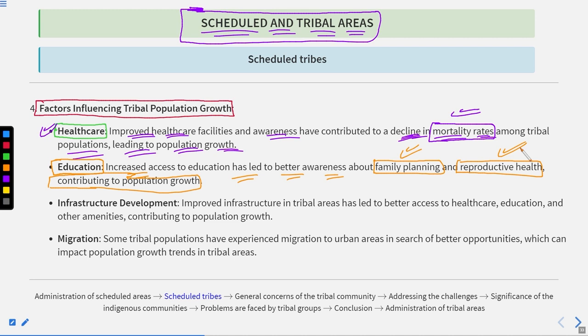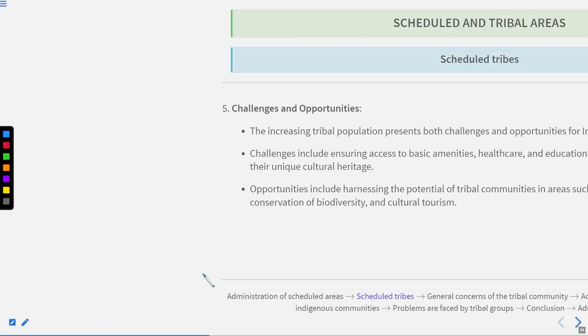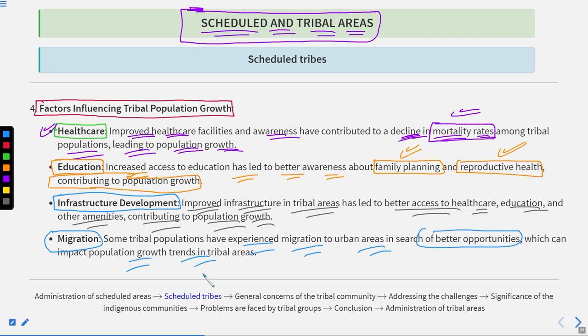After this, the infrastructure. If we talk about infrastructure development, improved infrastructure in the tribal areas led to better access to healthcare, education, and basic amenities, contributing to the population growth. Last is migration. Some tribal population migrate to urban areas in search of better opportunities, and that also shows growth trends in the tribal areas that are moving towards urban areas. So these are the things.